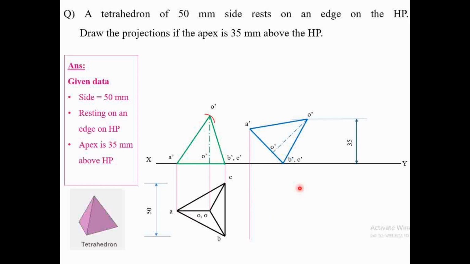Likewise, take the projection from A dash vertically downward, and take the projection from A point horizontally. The intersection of these two projections will be the new point A1 for the top view. Similarly, represent the remaining points from B dash and C dash vertically downward, from B point horizontally, and name that point as B1. Similarly, C point horizontally, C dash vertical is already taken. So the intersection of these two lines will be the C1 point.